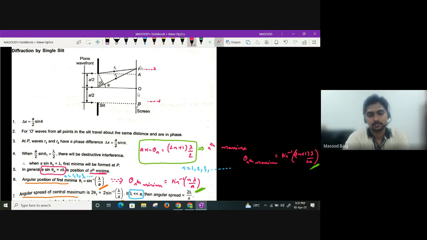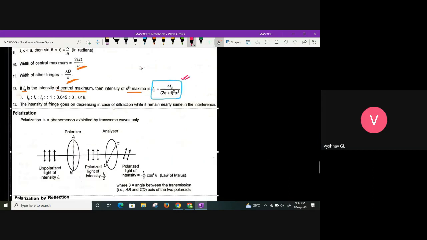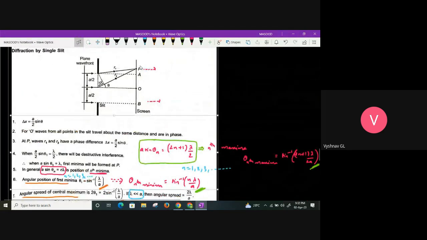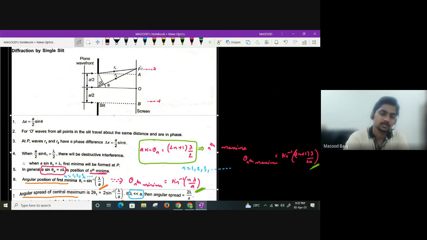Clear? Yes, sir. Actually the formation of central bright maxima takes place. There is no secondary central bright maxima. Here secondary maximas will form. There will not be any secondary central bright fringe. That is the reason we don't write n is equal to 0. There is a central bright fringe. There is a maxima. There is a secondary maxima. There is a minima. There is a secondary minima. There is a central bright fringe, but there is nothing called a secondary central bright fringe. So that is the reason in any formula we don't use n is equal to 0.